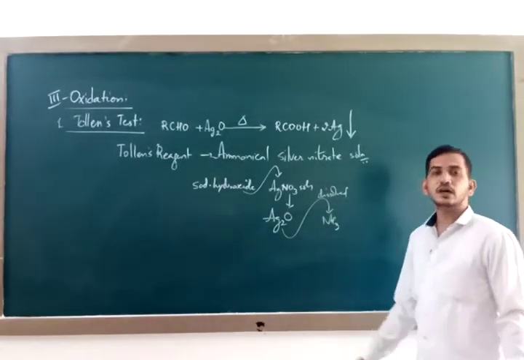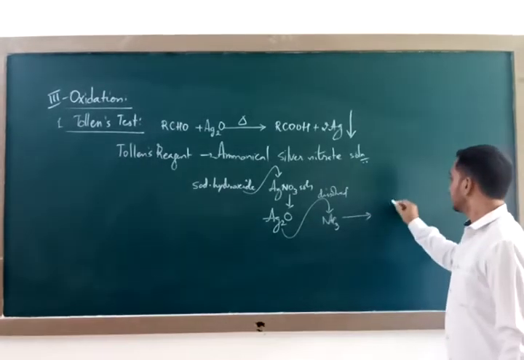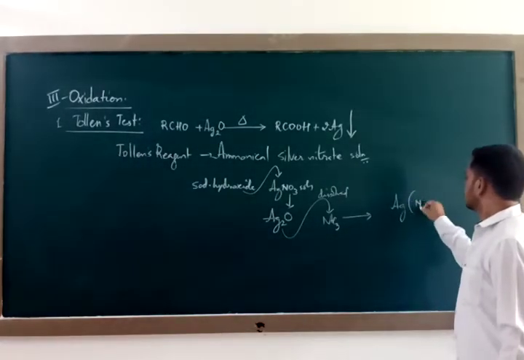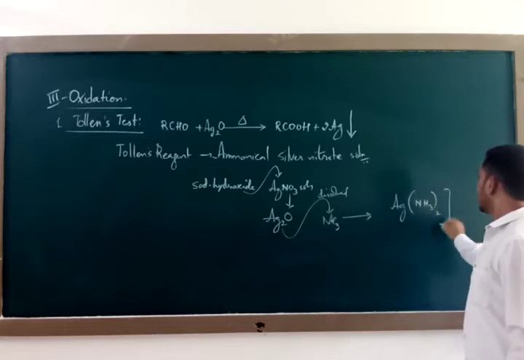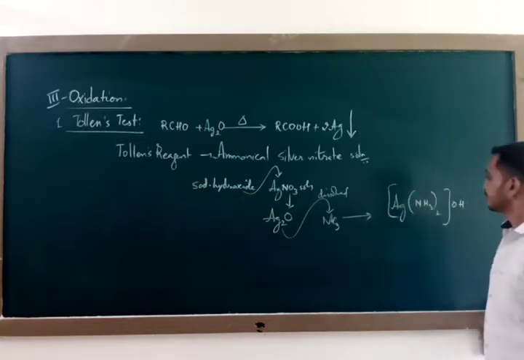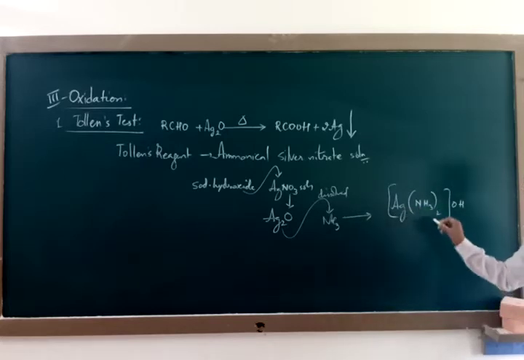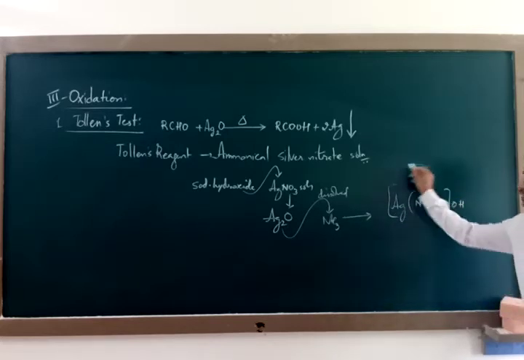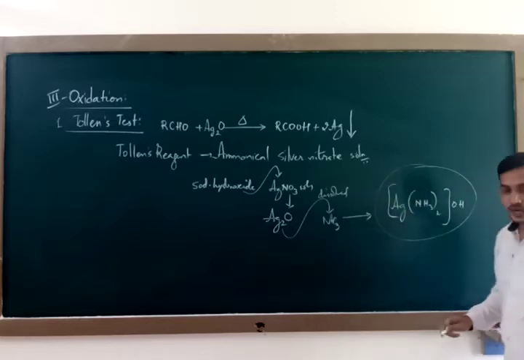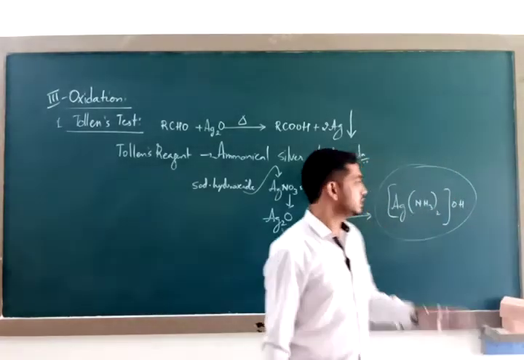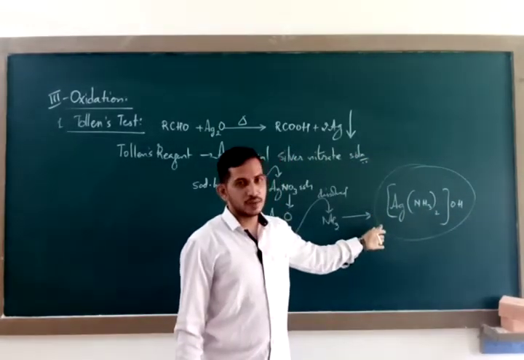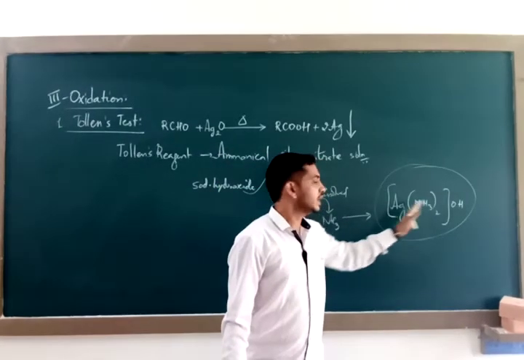Now this silver oxide is dissolved in ammonia. It will give you a complex of this formula: diamminesilver hydroxide. This is Tollens reagent. If they ask you to write the chemical composition of Tollens reagent, you are supposed to write this formula. It is diamminesilver hydroxide.